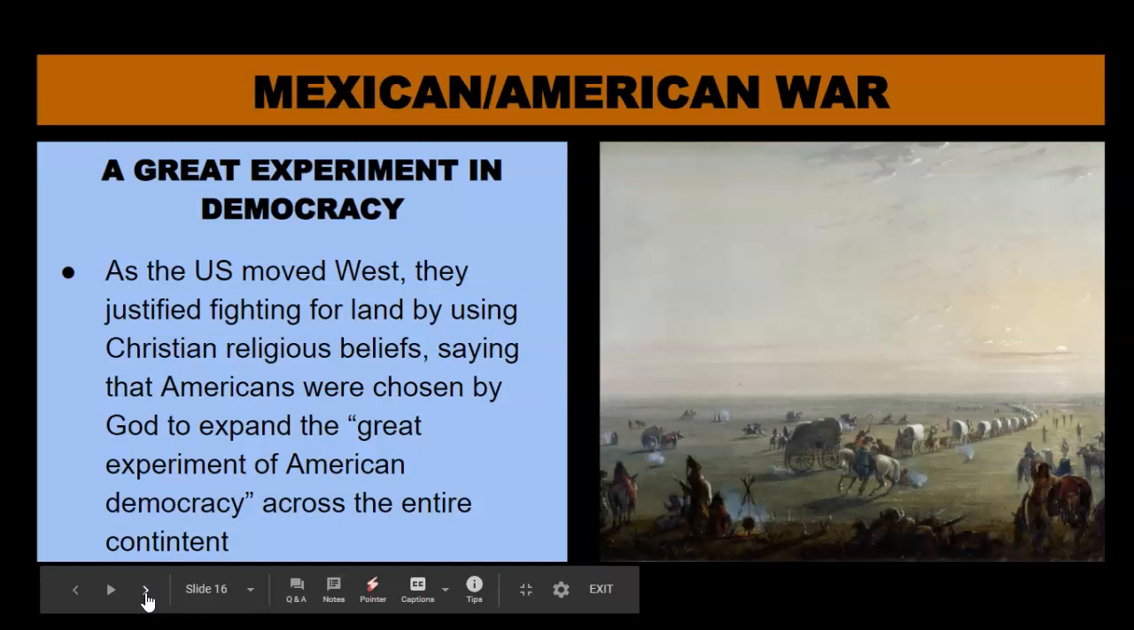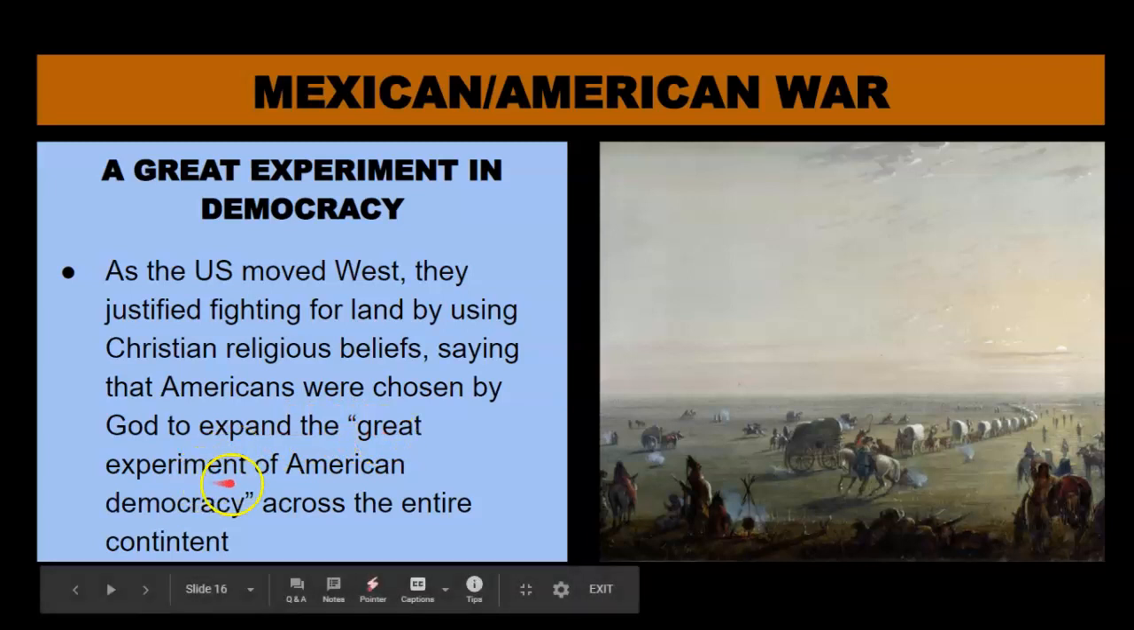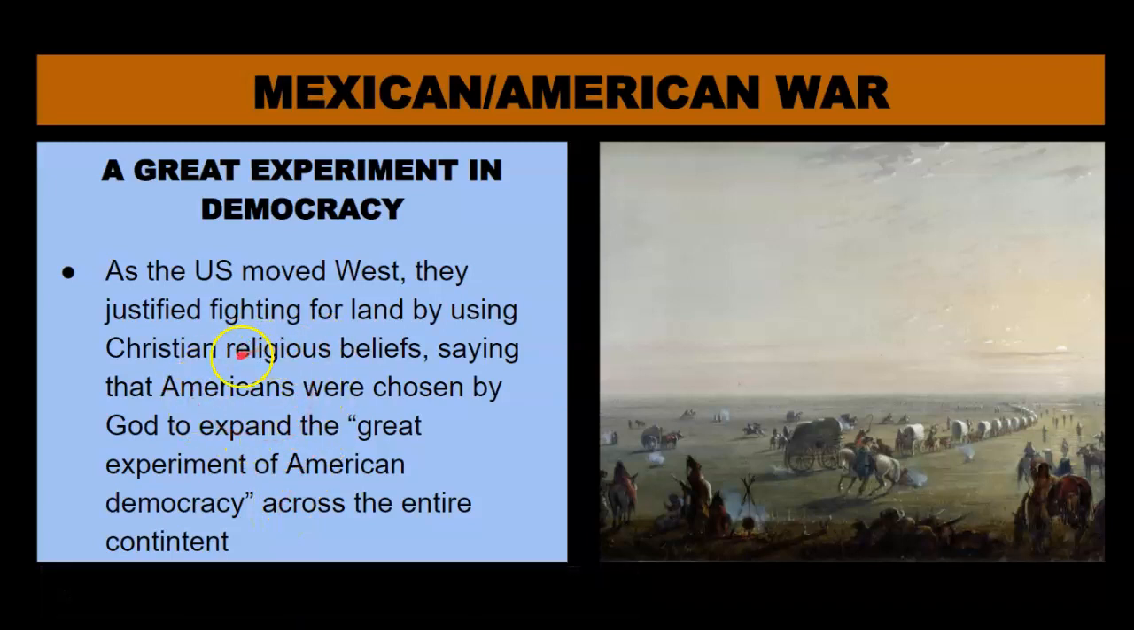Okay, so the great experiment in democracy: as the USA moved west, they justified fighting for land by using Christian religious beliefs, saying that Americans were chosen by God to expand the great experiment of American democracy across the continent. So who gave Americans the freedom to expand across the continent? In their mind, God gave them the freedom to do that.